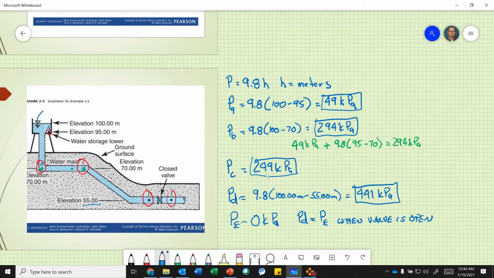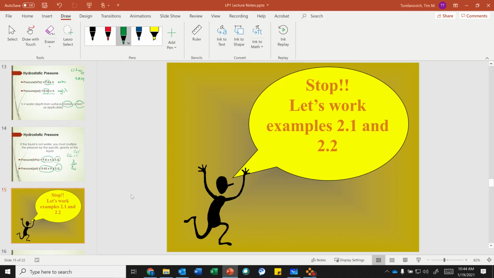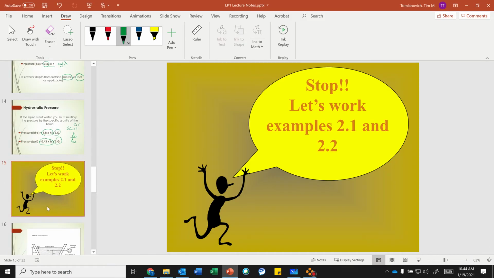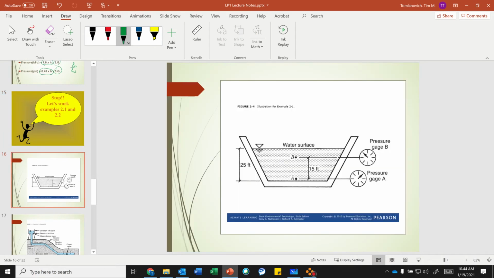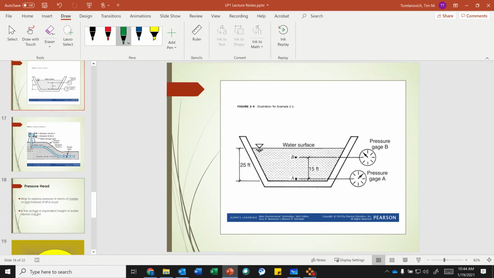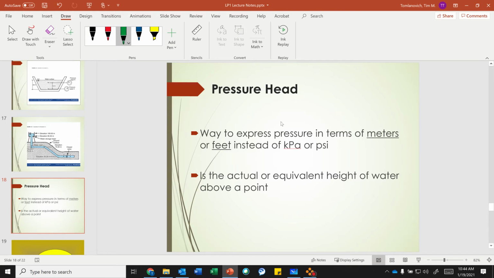All right. Back to our PowerPoint. So that's examples 2.1 and 2.2. All right, let's talk about pressure head. It's a way to express pressure in terms of meters or feet instead of kPa or psi. It is the actual equivalent height of water above a point.